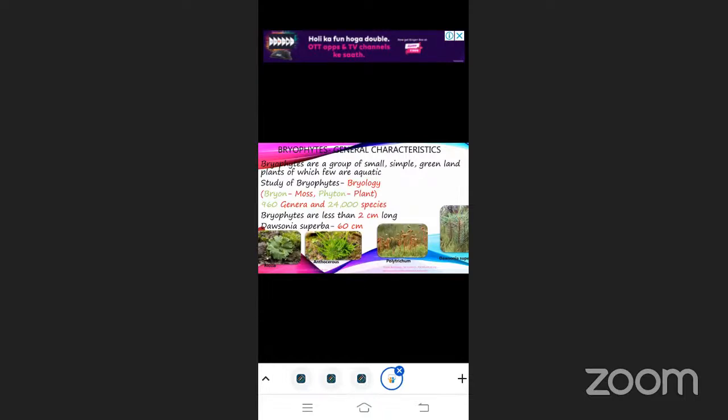So first of all, what are algae and fungi, and what is the difference between algae, fungi and bryophytes? Is anybody? General characters of the bryophytes we discuss here. They are moss-like structures. Very good, but there are some more features. They are advanced compared to algae and fungi, sir. Which characters are they advanced in?